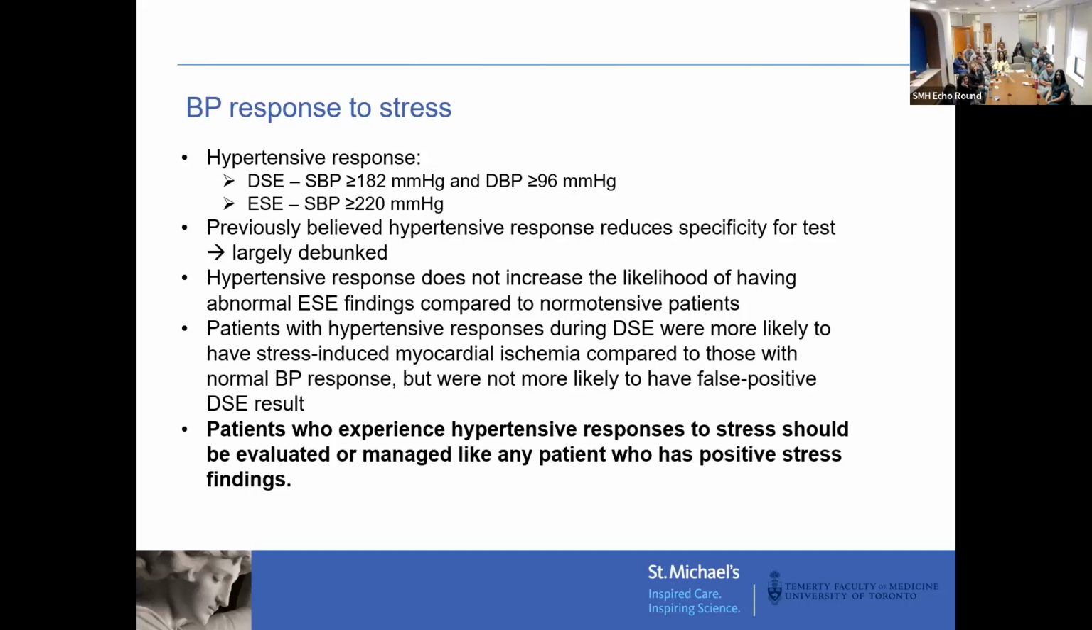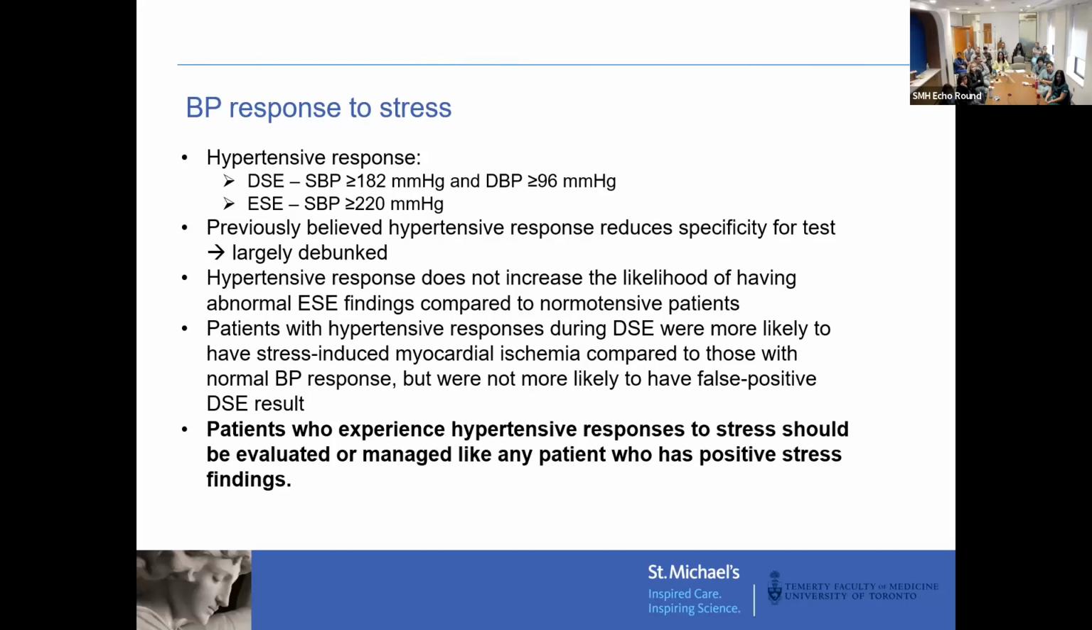Some other interesting points that I had definitely thought about in the past when I was reading the guideline: when patients have a hypertensive response to stress, it was always believed that that reduces the specificity for stress echo. The ASE guideline talks about how they reviewed a whole bunch of papers, and largely this has been debunked, and that a hypertensive response does not increase the likelihood of having abnormal ESE findings compared to normotensive patients. And patients who have a hypertensive response, particularly during a dobutamine stress echo, were more likely to have stress-induced myocardial ischemia compared to those that had a normal blood pressure response.